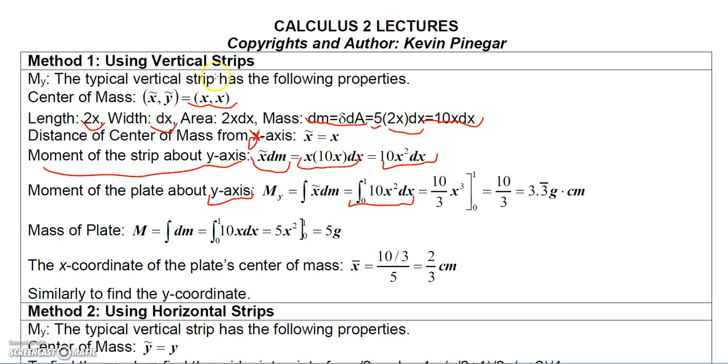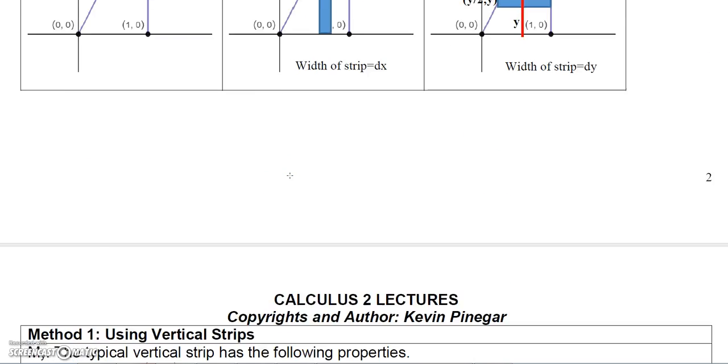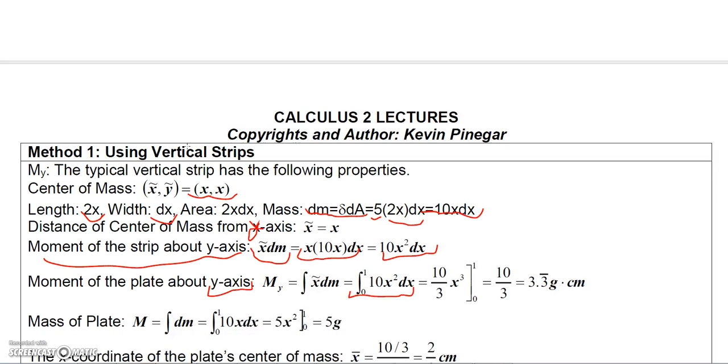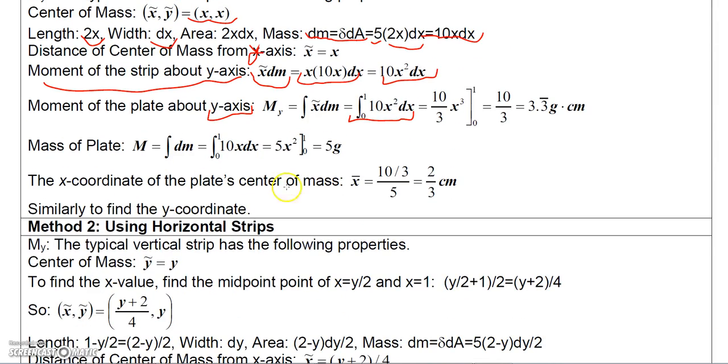And the reason we integrate it from 0 to 1 is because if you go back up here and look at these strips, they would go all the way from here all the way over to here where x equals 1. So that's why we integrate from 0 to 1, because the strips would actually move left to right from 0 to 1. And so we get 3 1/3 there, grams centimeters.